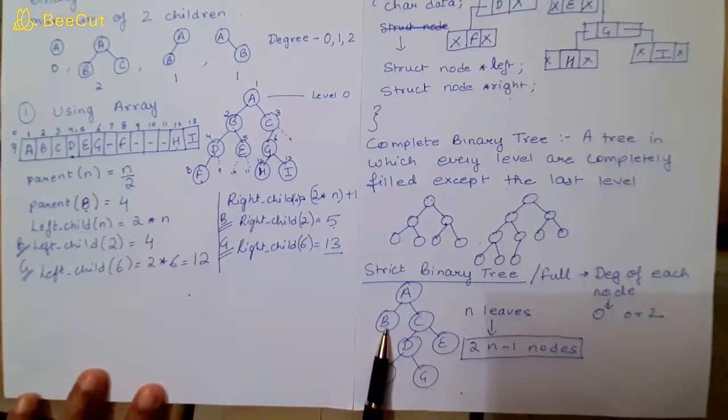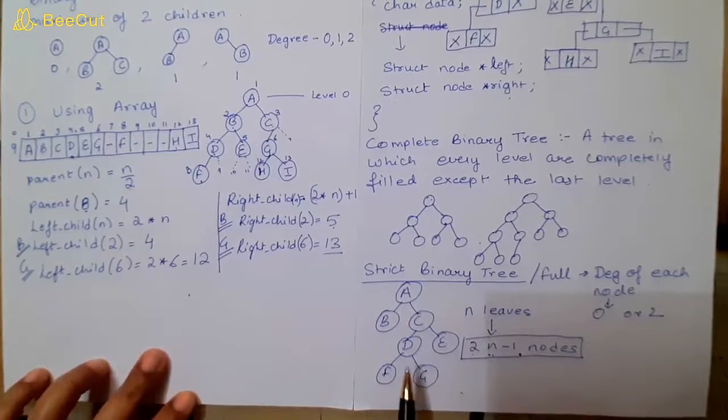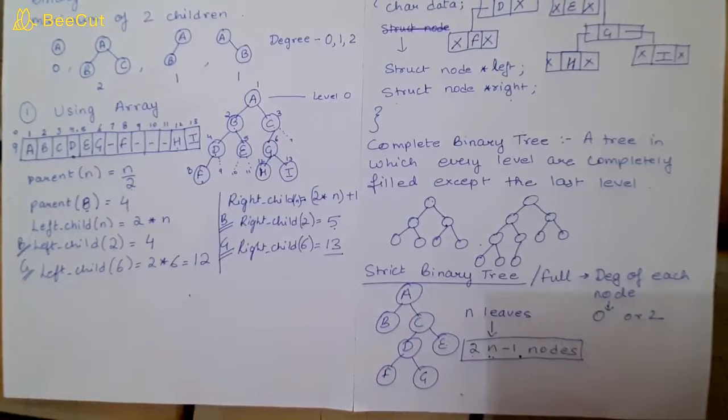So here, as the number of leaf nodes is 4, put this value 4 over here. So 2 times 4 is 8, 8 minus 1, 7. There will be a total of 7 nodes in this strict binary tree. So 1, 2, 3, 4, 5, 6, 7. Okay. So this you need to remember, that in case of a strict binary tree, all the nodes will be having either degree 0 or 2. Degree means number of children. It can be either 0 or 2, not 1.